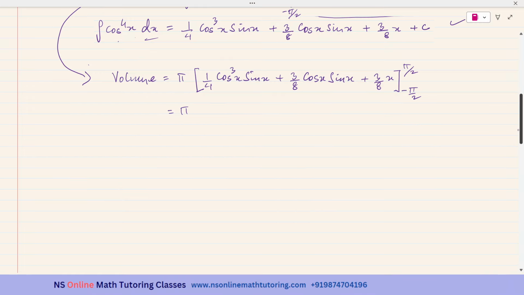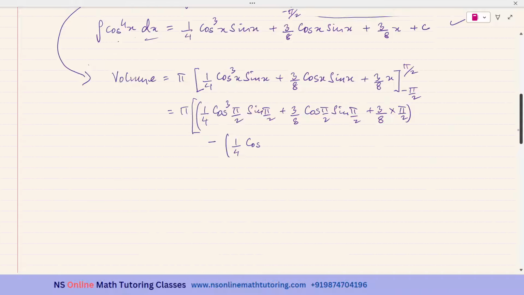So this is equal to pi and 1 over 4 cos cubed pi over 2 sin pi over 2 plus 3 over 8 cos pi over 2 sin pi over 2 plus 3 over 8 times pi over 2, minus 1 over 4 cos cubed negative pi over 2 sin negative pi over 2 plus 3 over 8 cos negative pi over 2 sin negative pi over 2 plus 3 over 8 times negative pi over 2.